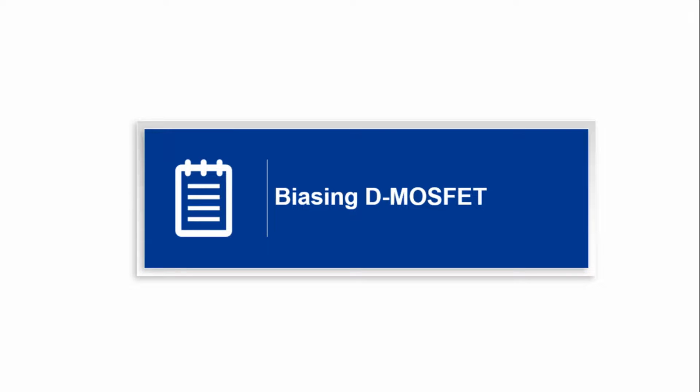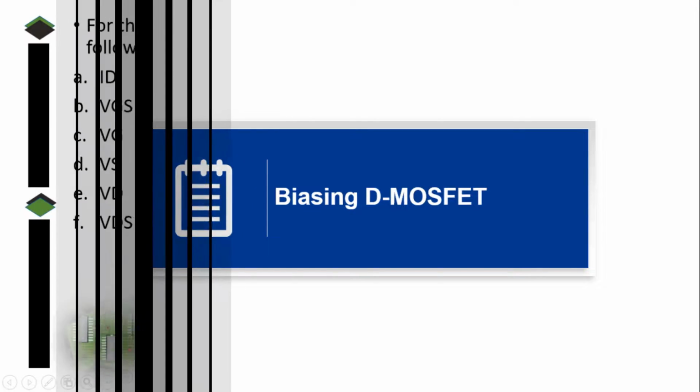Back to my video, guys, and this time we will learn how to bias the D-MOSFET. Keep in mind that the way you bias a JFET is just like the way you're going to bias a D-MOSFET. Same set of formulas lang po. Okay?